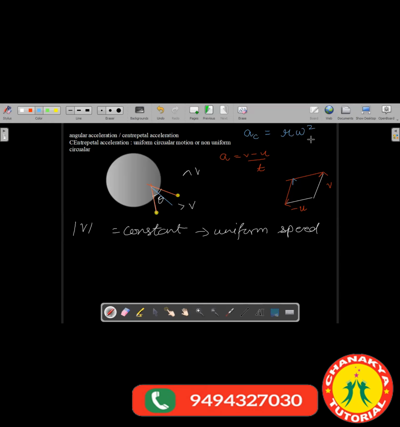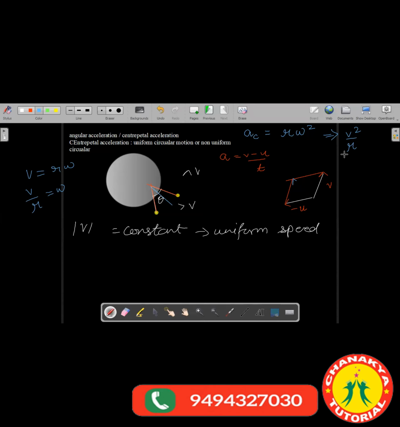Okay. Or we can also write, if you substitute the value of omega, we have seen the formula v equals r omega. So by using v by r as omega, we can substitute the value of omega here and obtain the centripetal acceleration as v squared by r. So there will always be a centripetal acceleration if an object is moving in a circle.